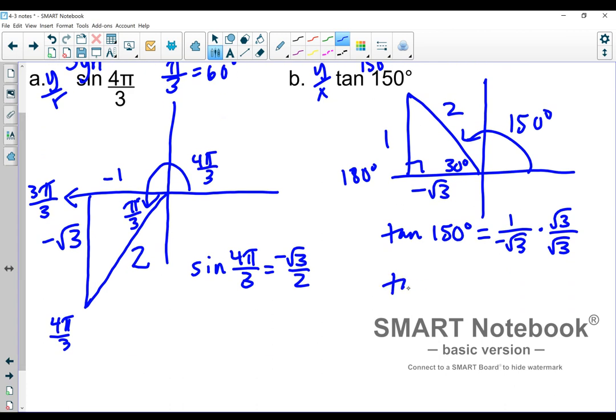And so the tangent of 150 is going to be negative square root of 3 over 3. We can put the negative level at the fraction bar, or in the numerator. I just always think it looks really weird to have it in just the denominator. So I either put it level or with the top.